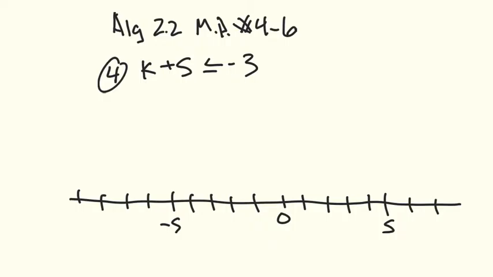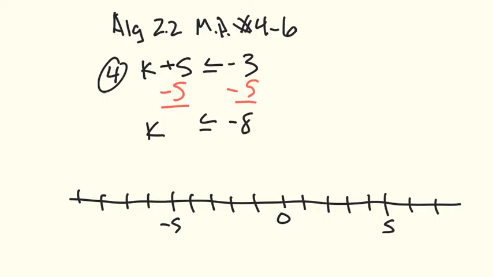First thing we need to do is to get the k by itself. To isolate the k, we need to subtract 5, and of course we're going to do that to both sides, and that leaves us with k is less than or equal to negative 3 minus 5, which is negative 8.